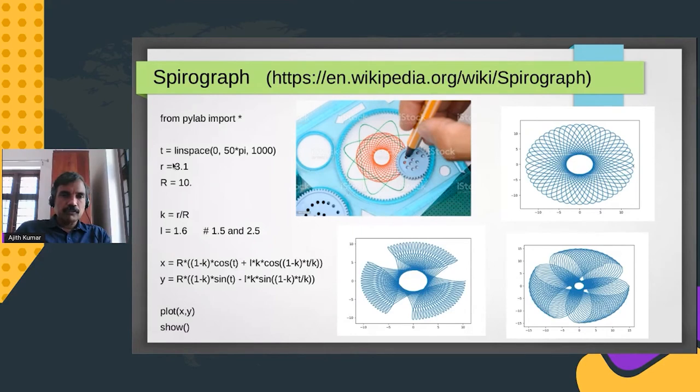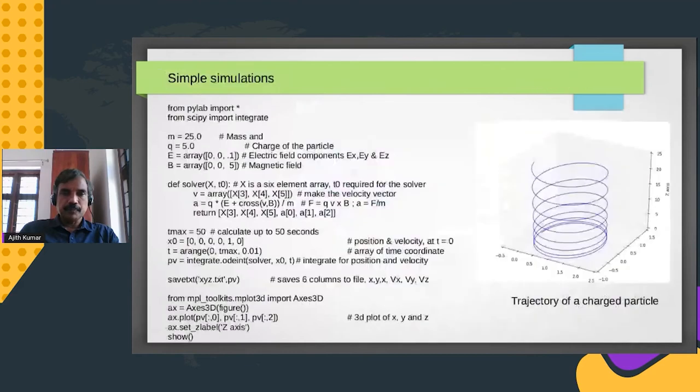Here you can see this is the radius of the small wheel and this is the big wheel radius. And this parameter decides where this hole is, how far this hole is from the center. Now I have put three patterns here for different values: 1.6, 1.5, and 2.5. Probably when you are doing it in the H standard or N standard, it may be a bit fascinating at that time. And in that process, you learn Python better.